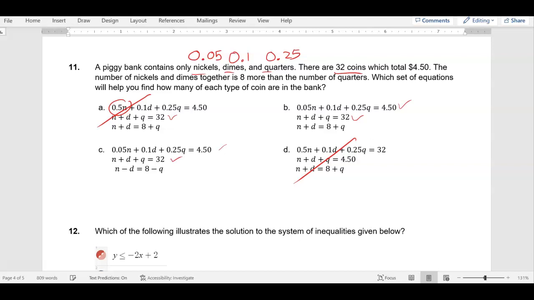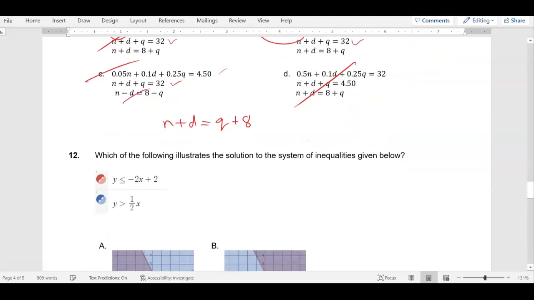Next thing it says is the number of nickels and dimes together, so nickels plus dimes, equals 8 more than the number of quarters, so quarters plus 8. N plus D equals 8 plus Q. Oh, sorry, my bad. N minus D equals 8 minus Q. Okay, that's not right. So we got B. Cool. You got to match up your systems with the word problem.